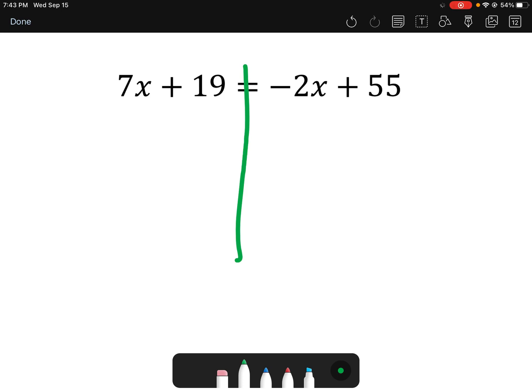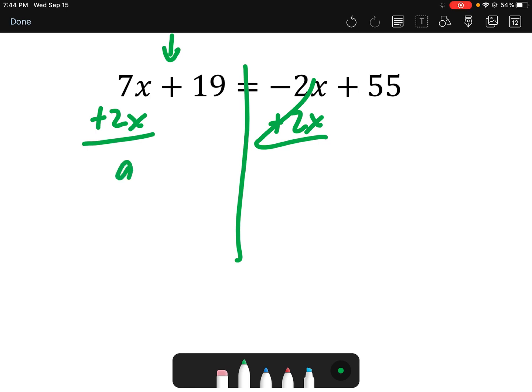I have 7x plus 19 is equal to negative 2x plus 55. So I'm going to go ahead and try to bring my variables over to my left side. So I have minus 2x there. I'm going to add 2x to both sides. That cancels this 2x out. And then I'm left with 7x plus 2x, or 9x.